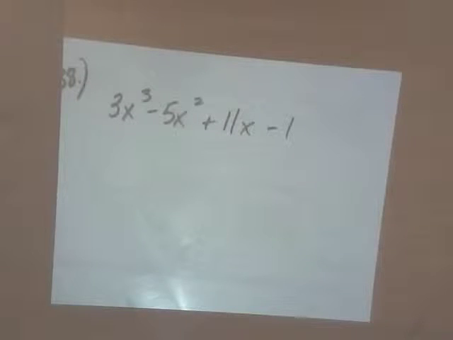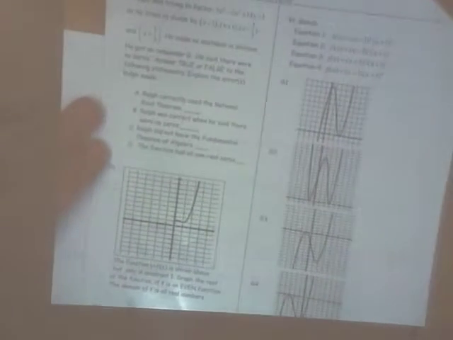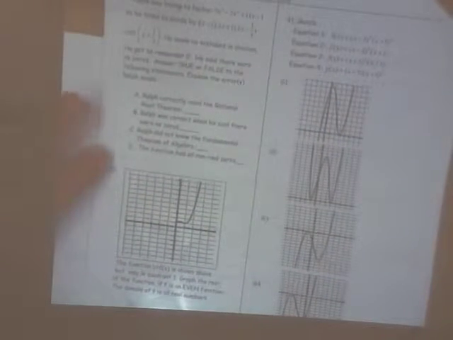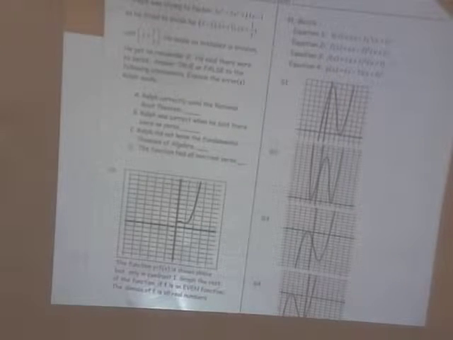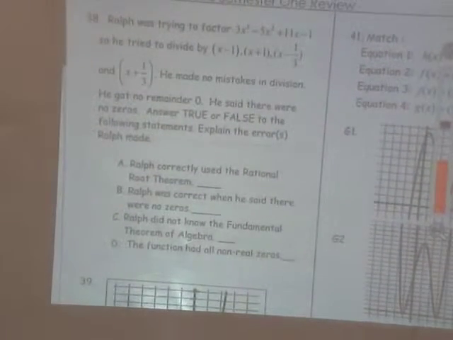All right, are we okay with 38? Yeah. 39. Okay, here's a question. 38. Somebody asked about D. Why isn't it D? How many answers is this polynomial going to have?